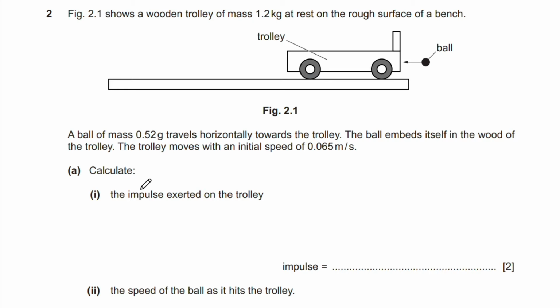Calculate the impulse exerted on the trolley. We know that impulse is actually force into time. Also, impulse is equal to the change in the momentum of the body. So here we will take it as the trolley. So impulse is basically the change in momentum of the trolley.